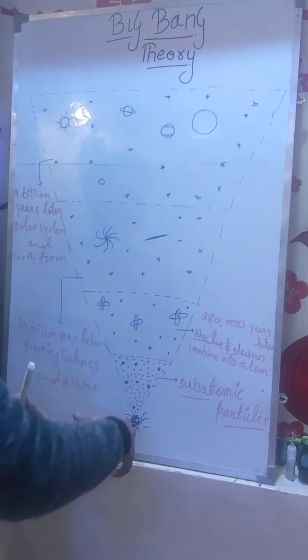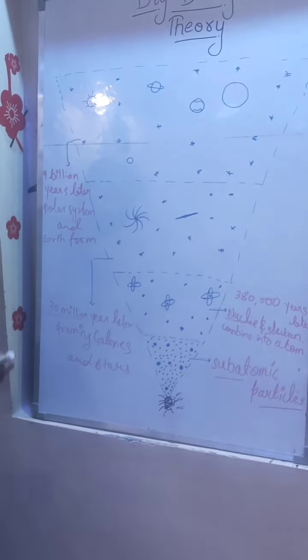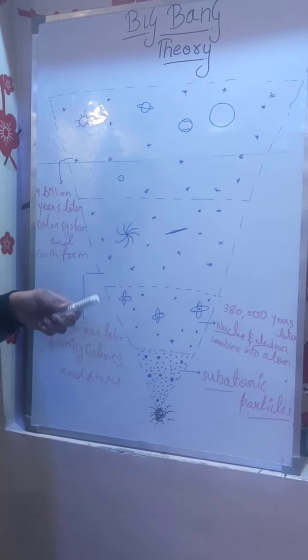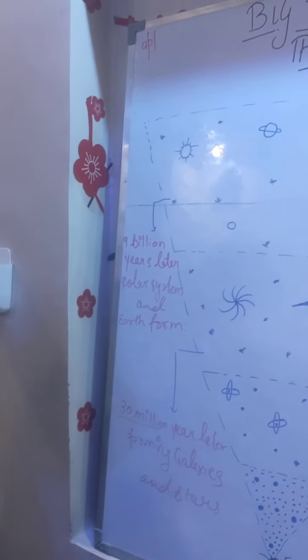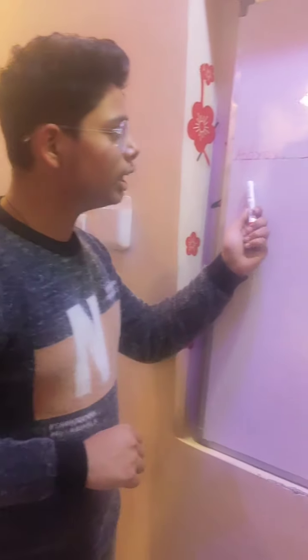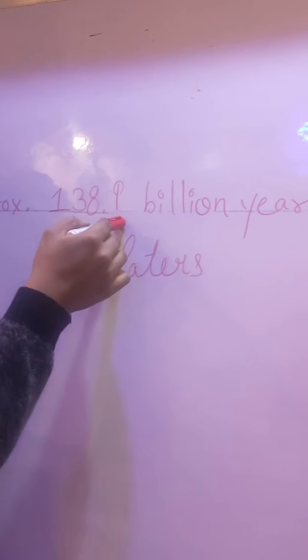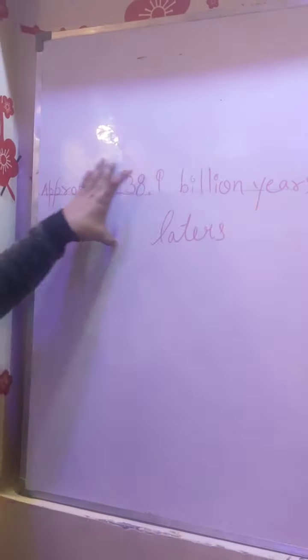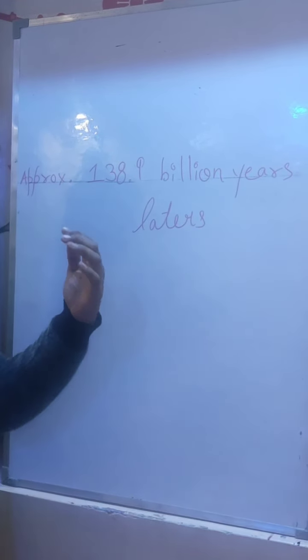Let me tell you the approximate timing of the Big Bang theory. Let me rub all this out. Wait. So this is the timing of when the Big Bang starts, counted from now. We do not have the definite, particular time, but we have the approximate time, that is 13.89 billion years ago. This is the approximate timing when our Big Bang theory starts.